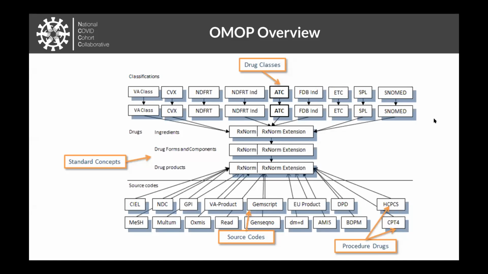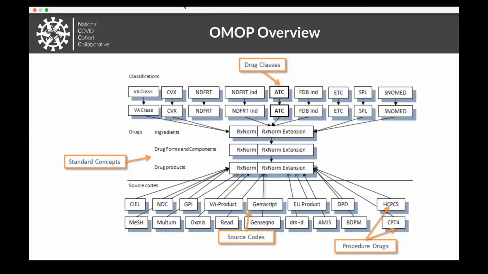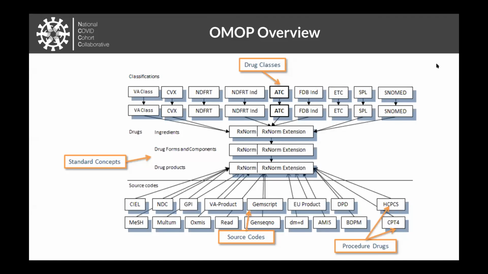Now this slide is an example of our drug mappings. We use RxNorm as our standard drug vocabulary. And again, you can see at the bottom all those source codes that map into RxNorm. We've got Multum, OXMIS, GemScript, NDC, pretty much any drug vocabulary you can think of, we've mapped them in here. And then we also have some procedure drugs.